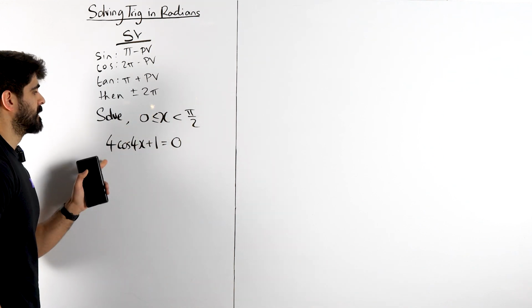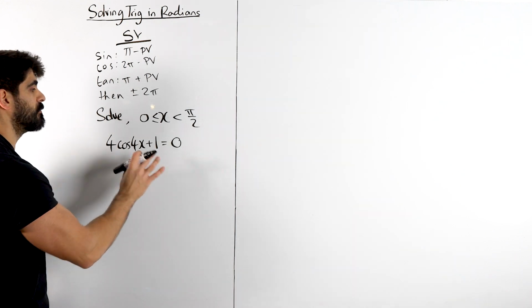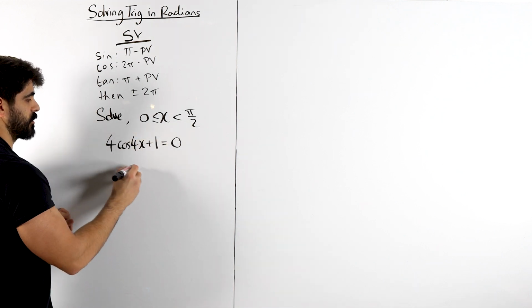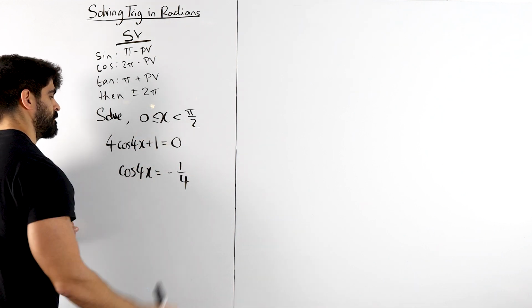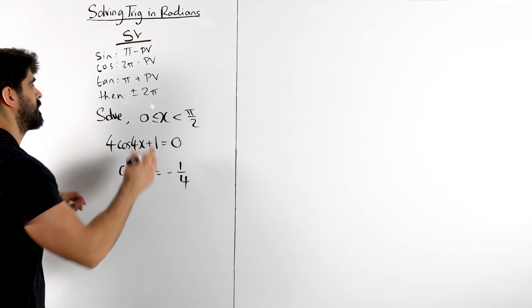When solving something like this, we first need to rearrange for the trig function. I don't modify the range just yet. I just rearrange for cos 4x first. So I'm going to minus 1, divided by 4, and I get minus a quarter. Okay, now I'm going to modify the range.